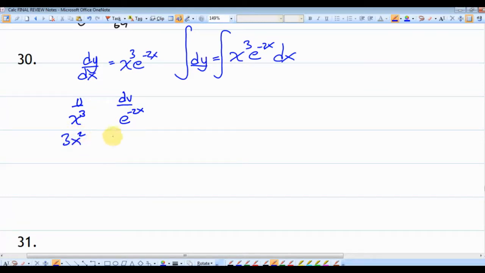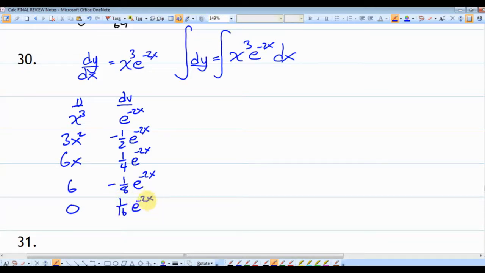3x squared, negative 1/2 e to the negative 2x. 6x, positive 1/4 e to the negative 2x. 6, negative 1/8 e to the negative 2x. Then 1/16 e to the negative 2x. Great. Now, do you mind if I factor out the negative e to the negative 2x to start off with? Okay, so that gives me positive 1/2 x cubed.